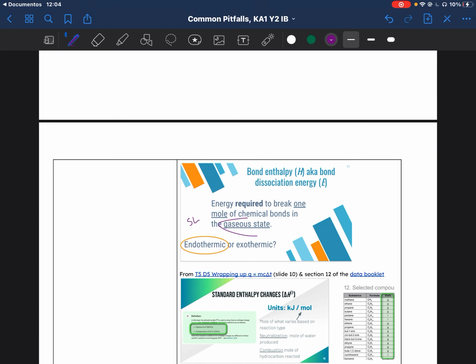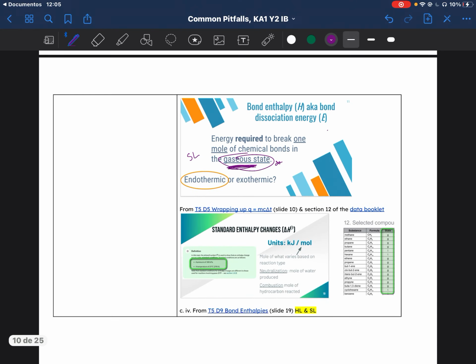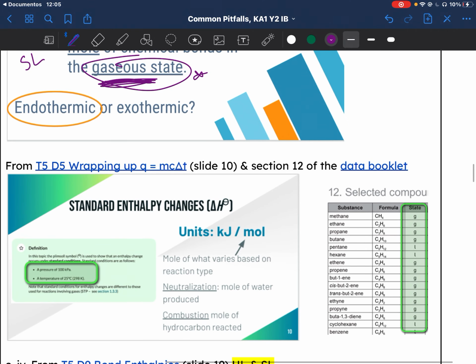So again, if it's underlined, it's probably important, right? We talked over and over again about the states and how that matters for enthalpy. So many people lost a point here for not saying gaseous state. Some people wanted to say standard conditions. Well, that doesn't really make sense, right? Because we know standard conditions are 100 kilopascals and 25 degrees Celsius.